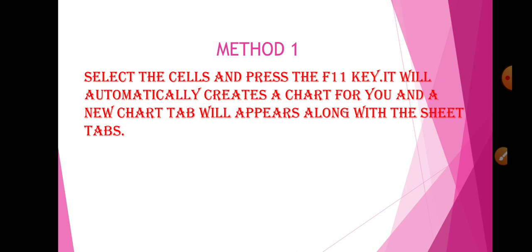Select the cells and press the F1 key. Okay, you have to select the cells. These are the steps of method 1. You have to listen very carefully and follow this carefully. Select the cells and press the F1 key. It will automatically create a chart for you, and a new chart tab will appear along with the sheet tabs.